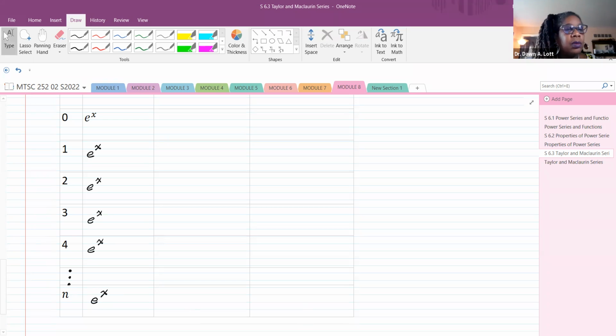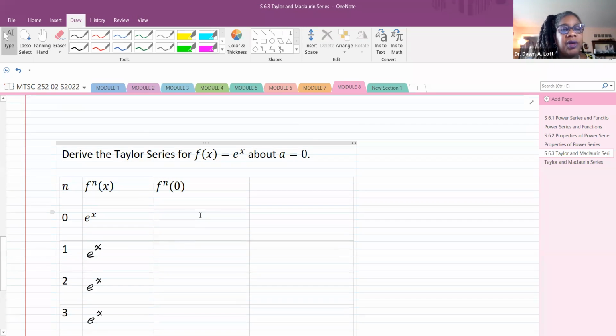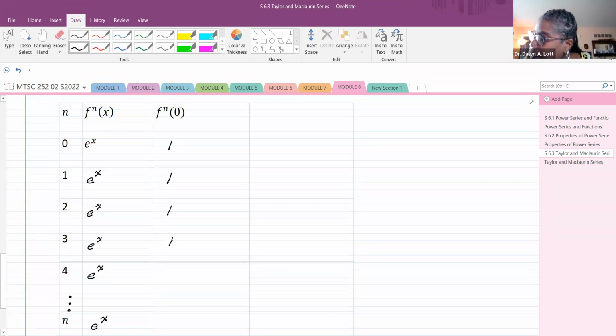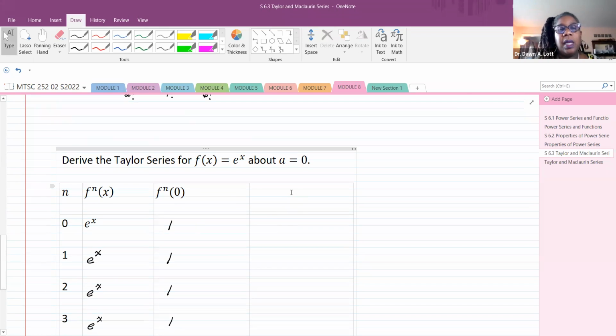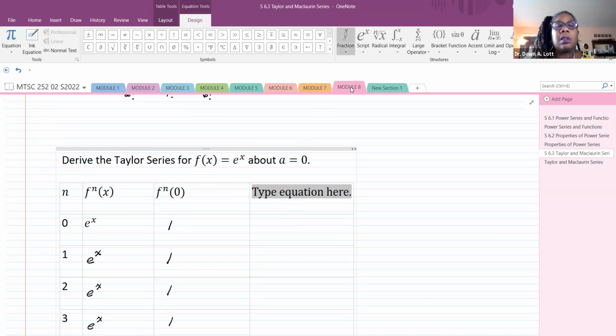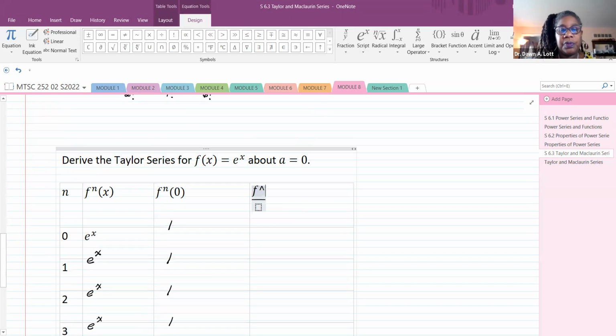Okay. So now I want to evaluate the nth derivative at my a, which is 0. So e to the 0 is 1, e to the 0 is 1, e to the 0 is 1, e to the 0 is 1, and down here, e to the 0 will again be 1. So now what I need in this little square is going to be the nth derivative of my function evaluated at 0 divided by n factorial.